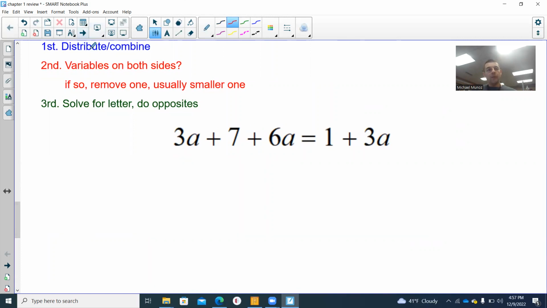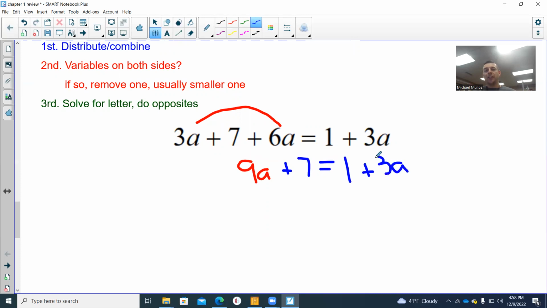This next one, there's nothing to distribute, but there is stuff to combine. So I can combine my two A's. I want to check to make sure they're both positive, and if they are, I can just add them together. 6 plus 3 is 9A. And then I want to bring everything down. I haven't dealt with this positive 7, so I'm going to bring that down. And the other side of the equal sign, so 1 plus 3A.